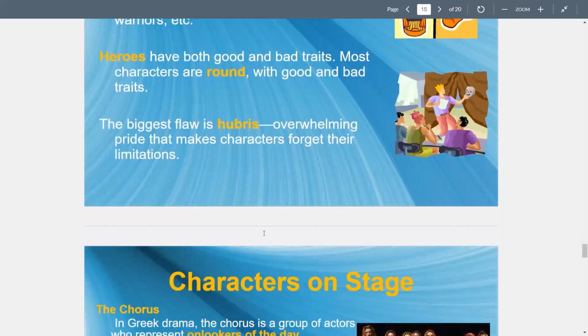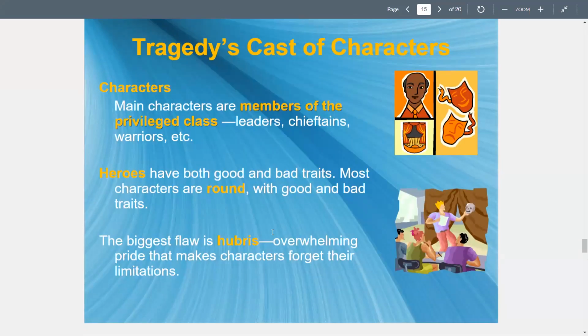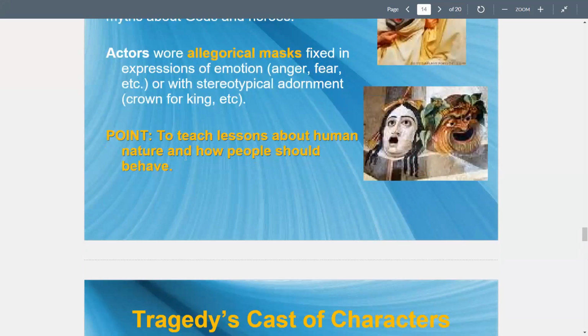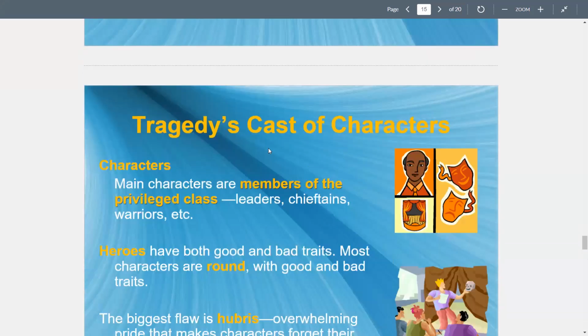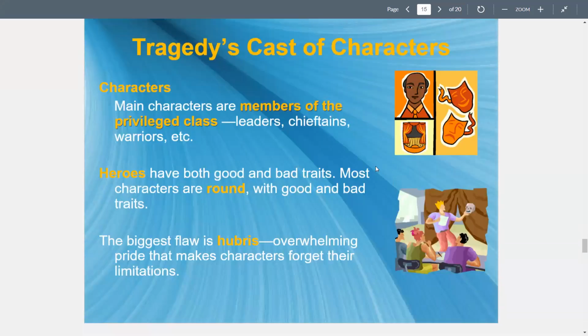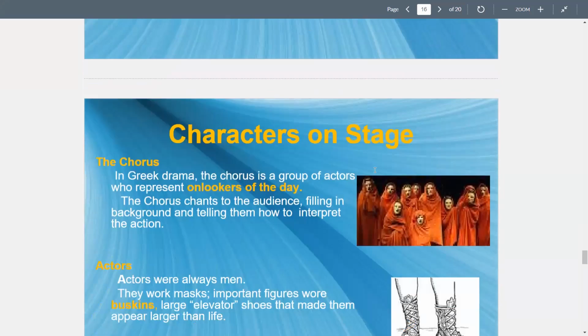So there's lots of different hubris going around in tragedy because usually, you know, again, it's to teach lessons about human nature, how people should behave. If people are telling them you should behave this way and you're pretty prideful and you're like, no, I think I'm gonna do what I want, then it's going to change how you view the events of the play.